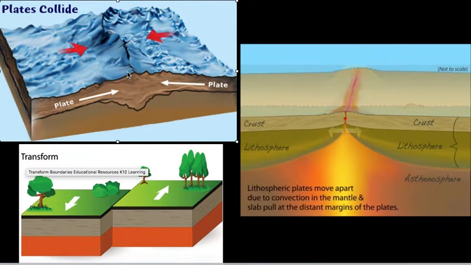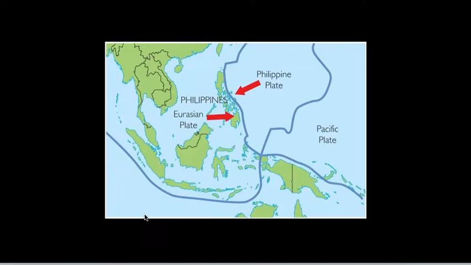Now imagine if this was all underwater. Okay, and if the two plates converge, your two brownies converge, this part over here will go above the water, thus creating a series of islands. And that is exactly how the Philippines was formed.